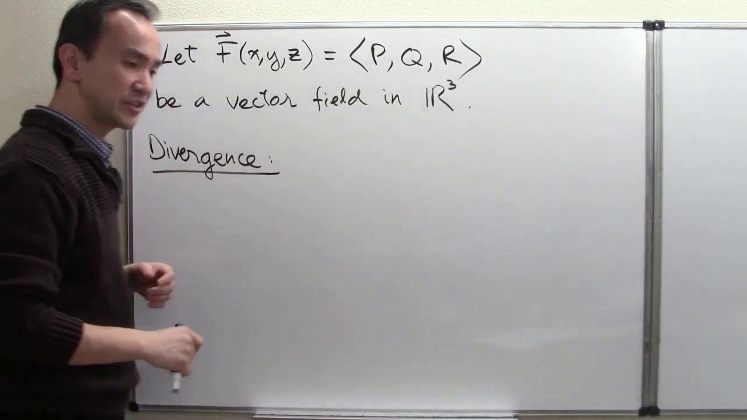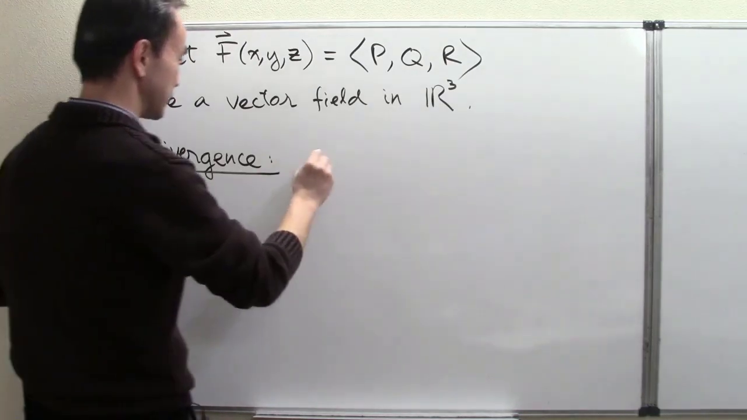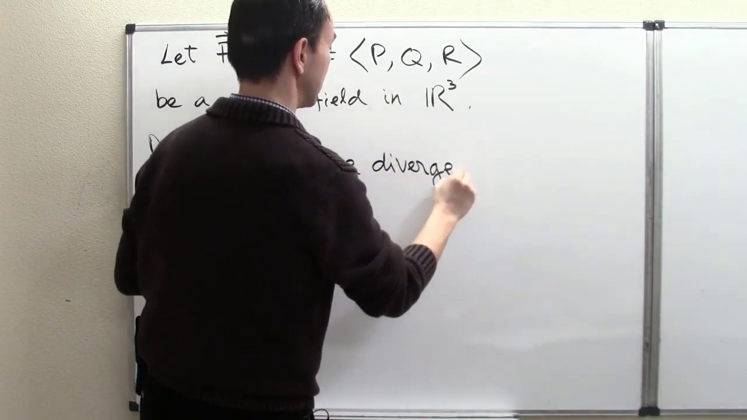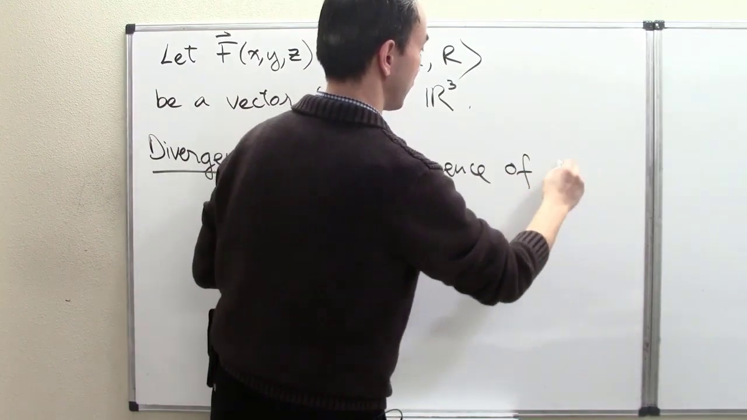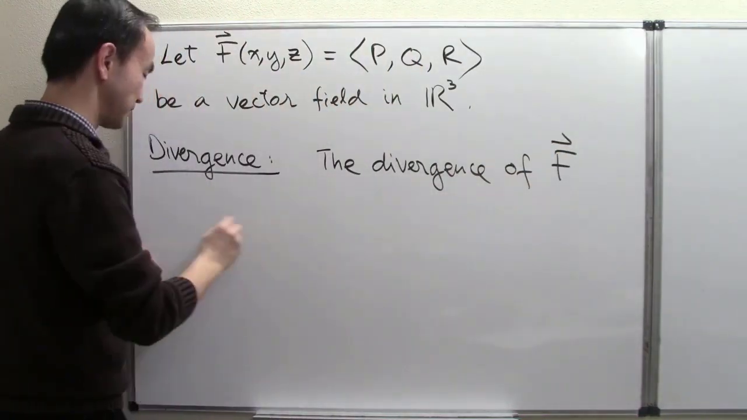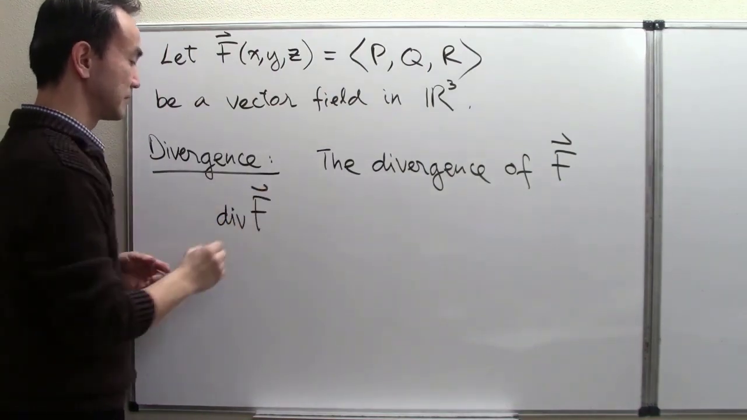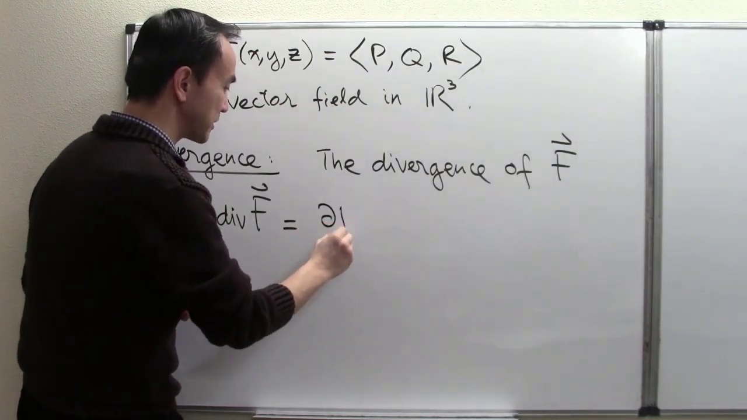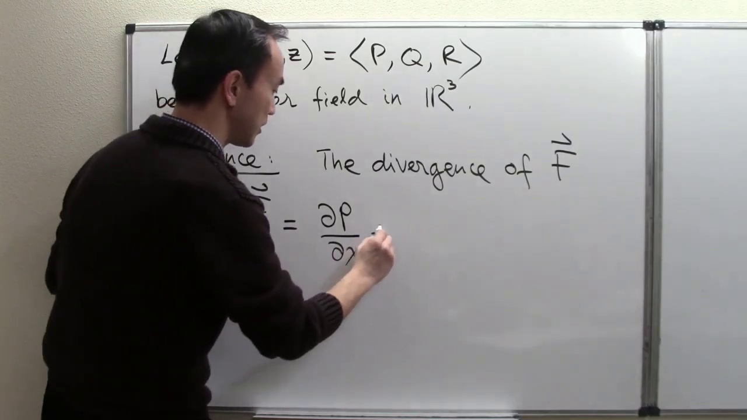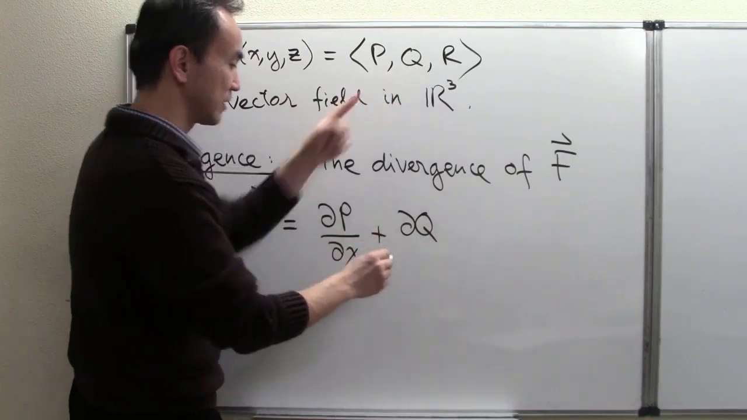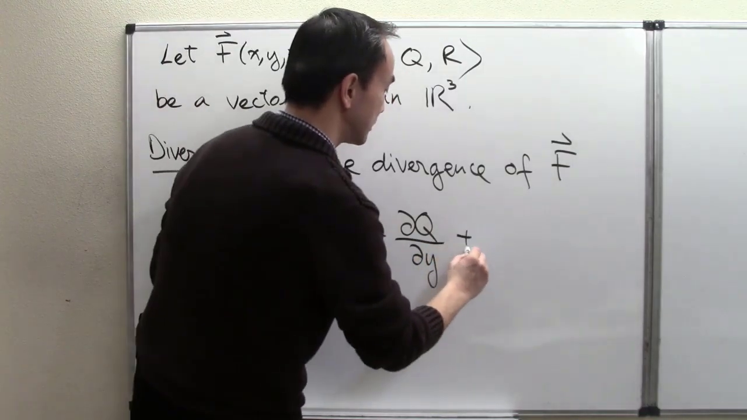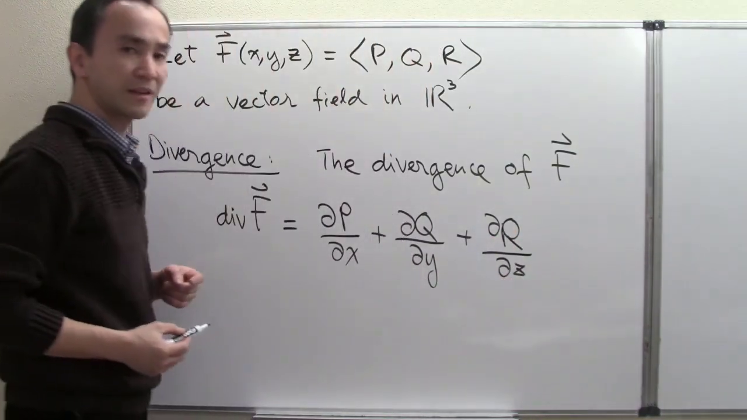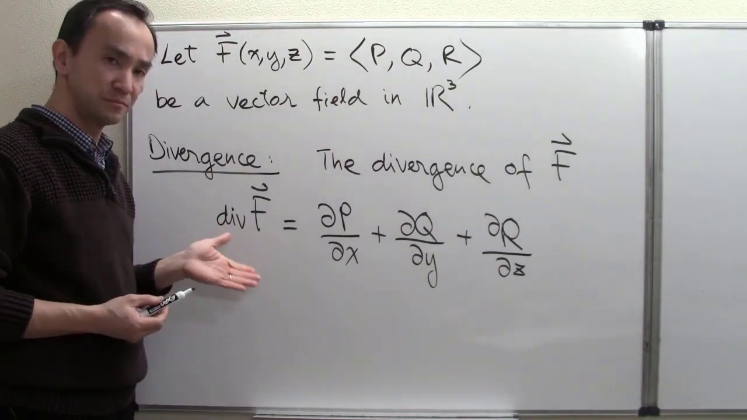A divergence of a vector field, as a worded definition: the divergence of the vector field F, denoted by this notation right here, is simply defined by the partial derivative of P with respect to x, plus the partial derivative of Q, the second component, with respect to y, plus the partial derivative of R, the third component, with respect to z.